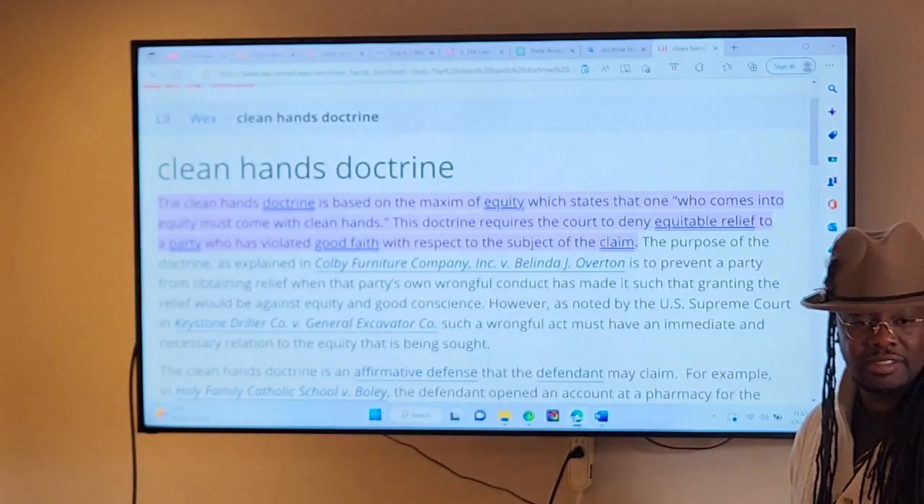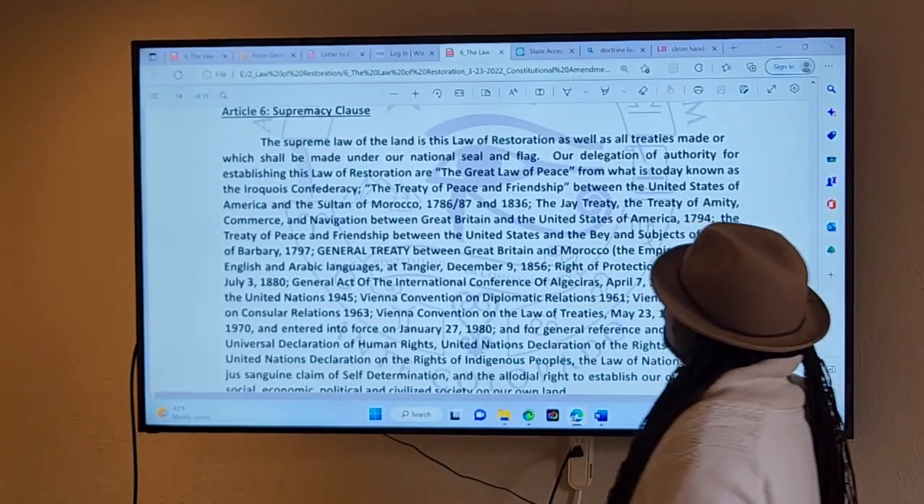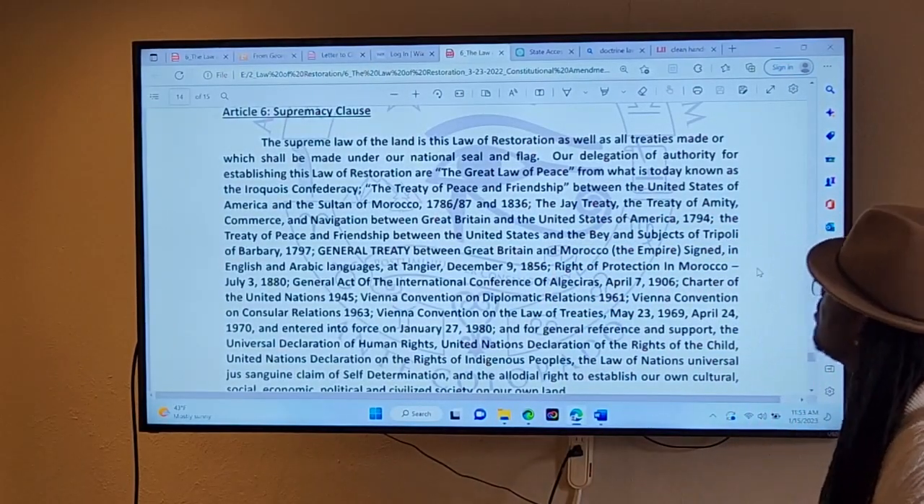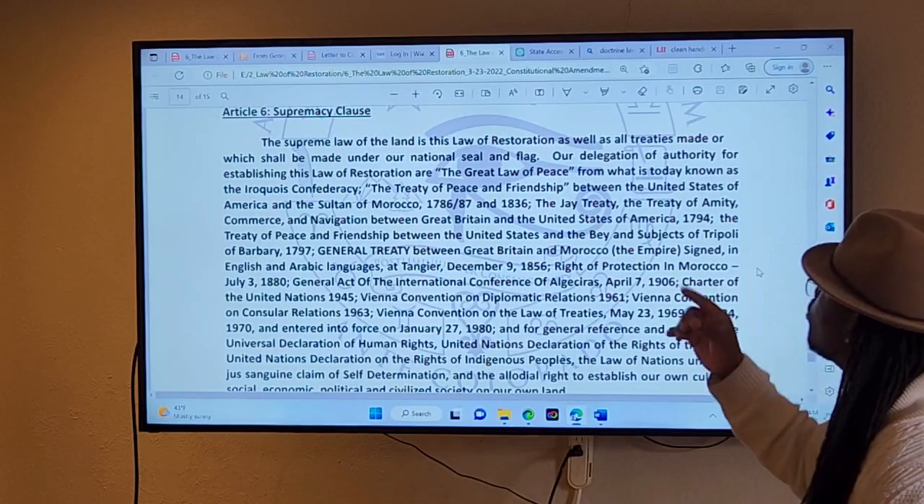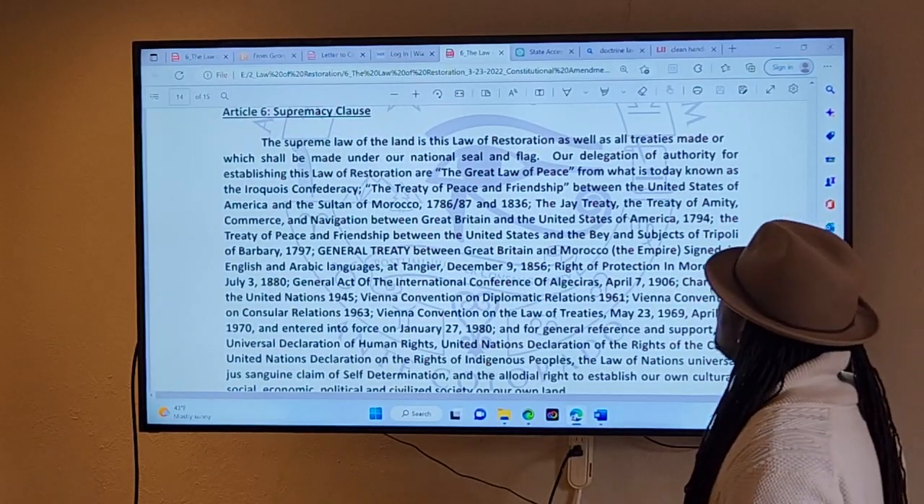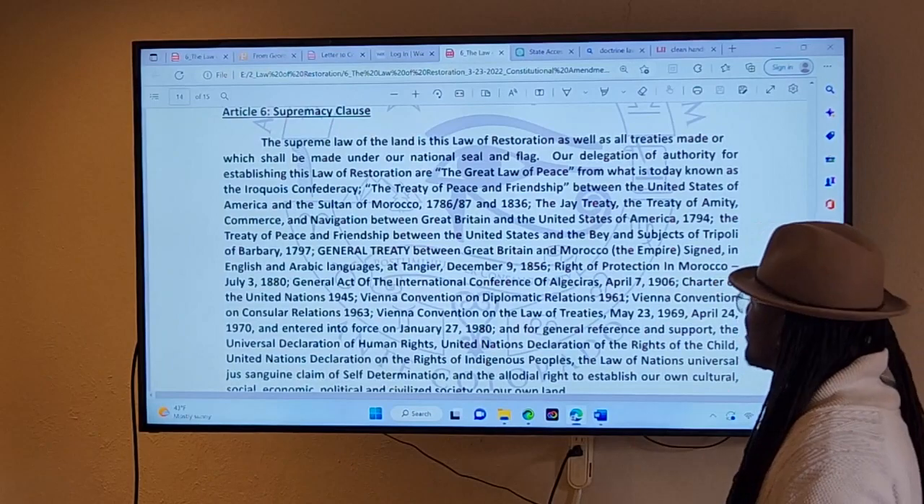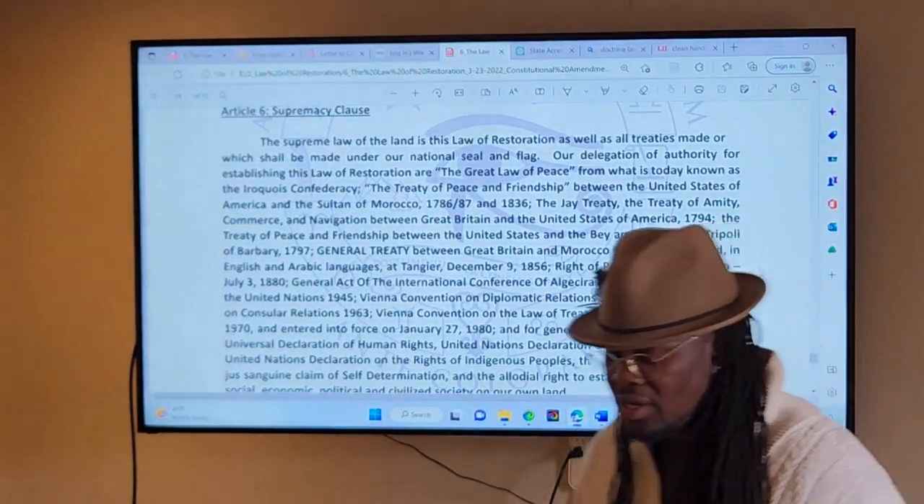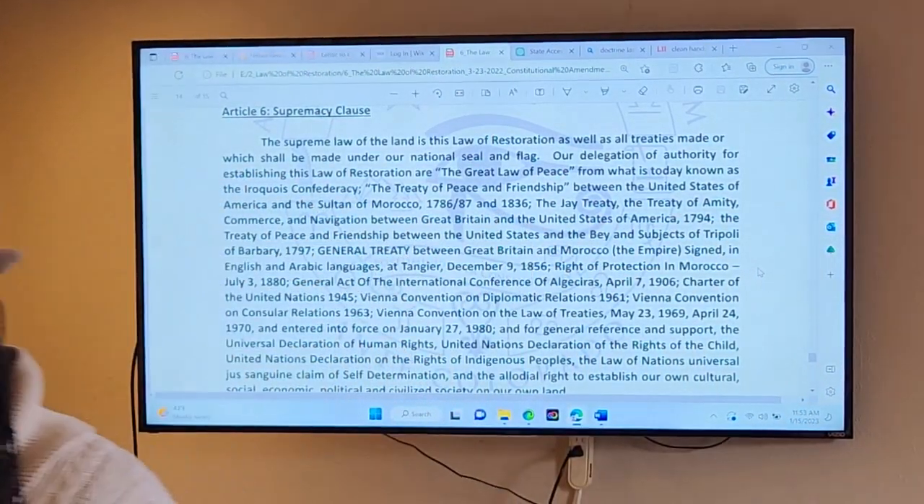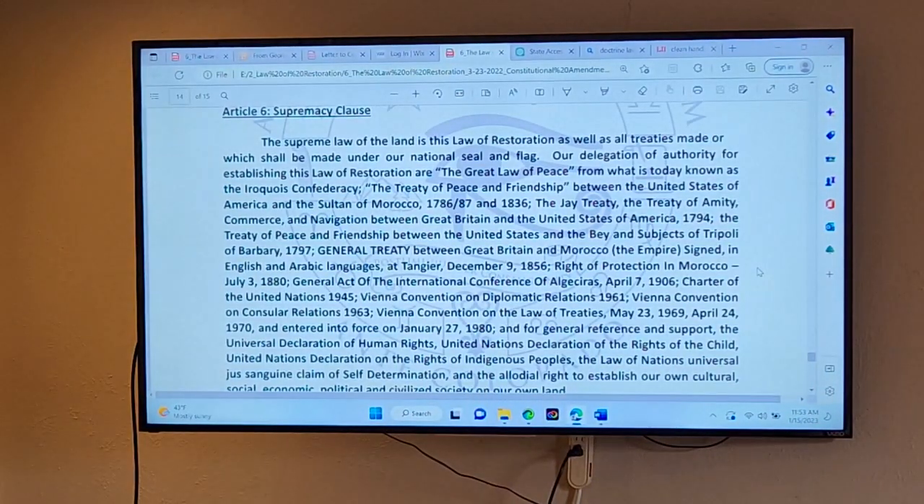Does this make sense? So we're going to revert back to last week's lesson, Law of Restoration, Article 6, Supremacy Clause. And we're going to go over that because it ties into the accession argument. If you would do us the honors of reading Article 6, Supremacy Clause. Okay.